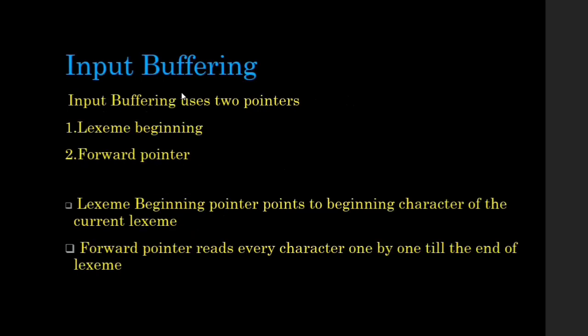Now we will step inside what is meant by input buffering. Input buffering is a mechanism which is used in lexical analysis to form the tokens. This input buffering has two pointers. One is called the lexeme beginning pointer and another is called the forward pointer. The lexeme beginning pointer points to the beginning character of the current lexeme, and the forward pointer reads every character one by one till the end of the lexeme. The forward pointer and the lexeme beginning pointer are used to identify the beginning and the end of the lexeme.